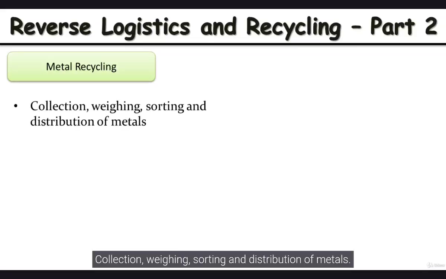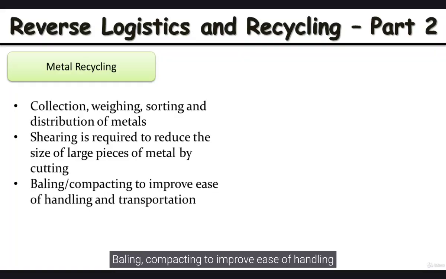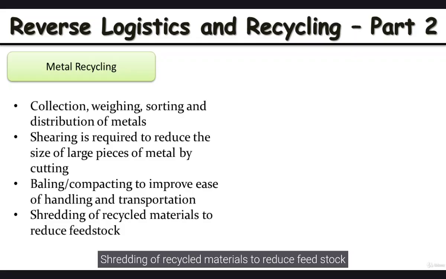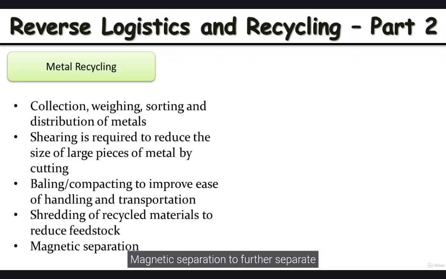Collection, weighing, sorting, and distribution of metals. Shearing is required to reduce the size of large pieces of metal by cutting. Baling, compacting to improve ease of handling and transportation. Shredding of recycled materials to reduce feedstock to fist-sized lumps. Magnetic separation to further separate any remaining non-ferrous metals. Melting is the final process, which aims to return the recycled materials into their various metal components.